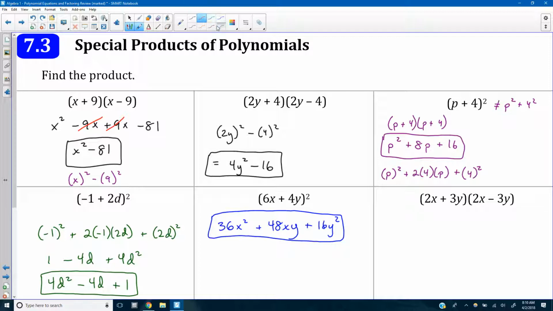And last but not least, or maybe it's least, I don't know, we have another difference of two squares. We have an a plus b times a minus b. Let's see if we can do this without writing the step out. We're going to square the 2x, that's 4x squared, minus, we're going to square the 3y, that's 9y squared. And that's it. Again, the middle terms cancel. The middle terms cancel in a difference of two squares.